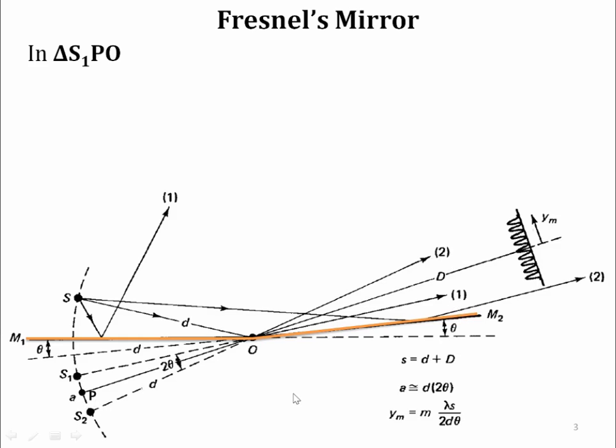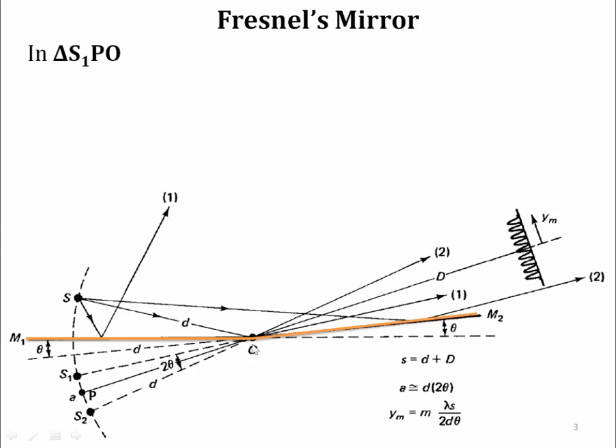Correct? Now to obtain the condition for maximum, what do we need to know? We need to know the path difference suffered by the two. So for that, we first need to consider this triangle, say S1PO. So this is S1. Let me name this point as P here.